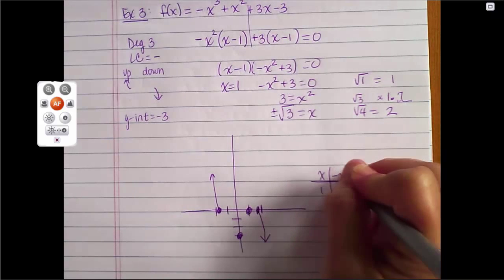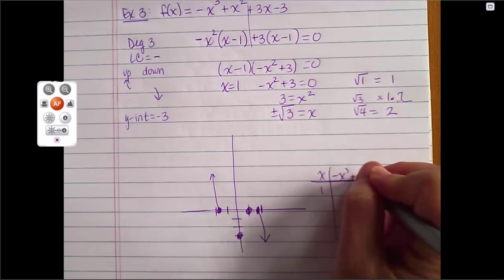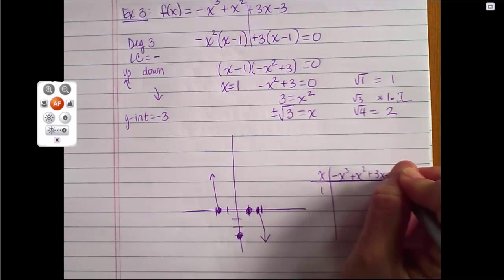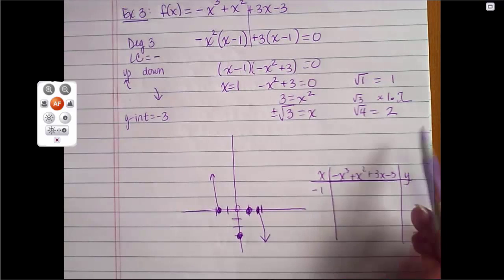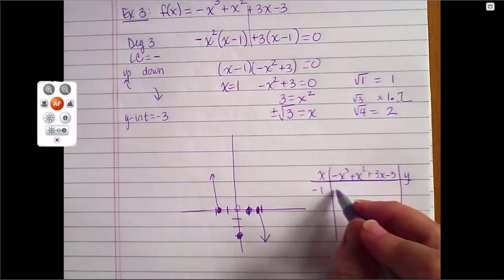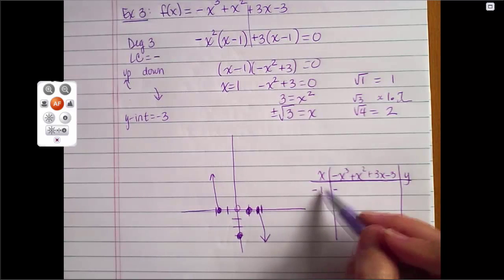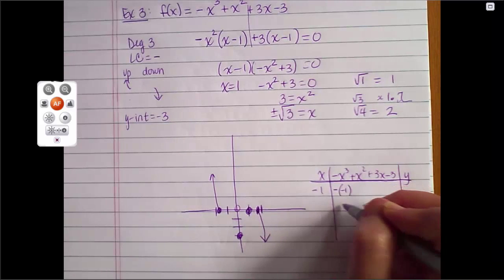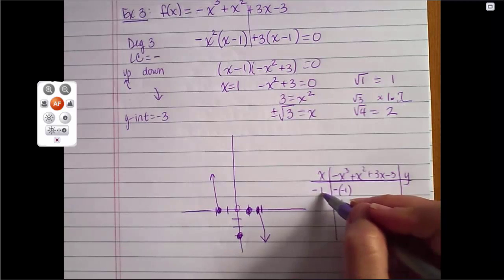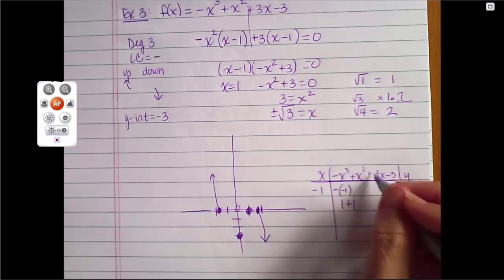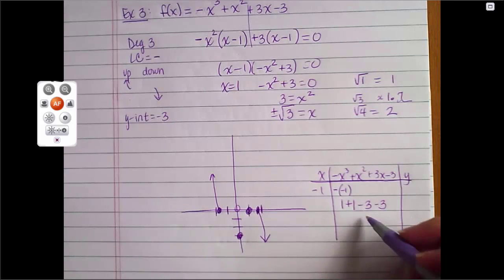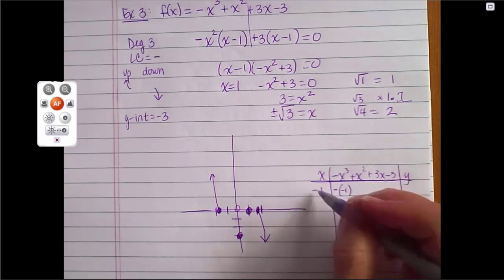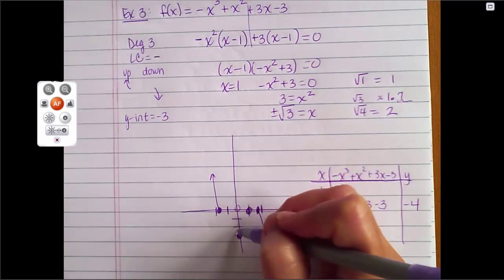And I have negative x cubed plus x squared plus 3x minus 3. And I'm actually plugging in negative 1. That's a negative 1 over there. Now be careful with your exponents. I have a negative x cubed. Negative 1 cubed is also negative 1, so that becomes positive 1. Negative 1 all squared is 1. 3 times negative 1 is negative 3, and then subtract 3 more. So I have 1 plus 1, 2, minus 3 gives me a negative 4. So when x is negative 1, y is negative 4.